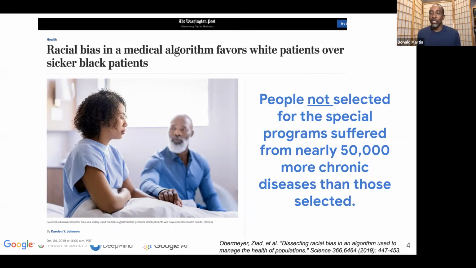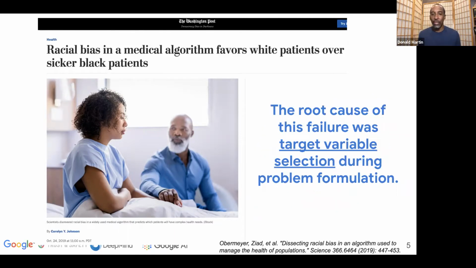So the question is, what happened? Why did this occur? The researchers who studied the algorithm and how it was created identified that the root cause of the failure was the target variable selection decision that takes place during problem formulation.